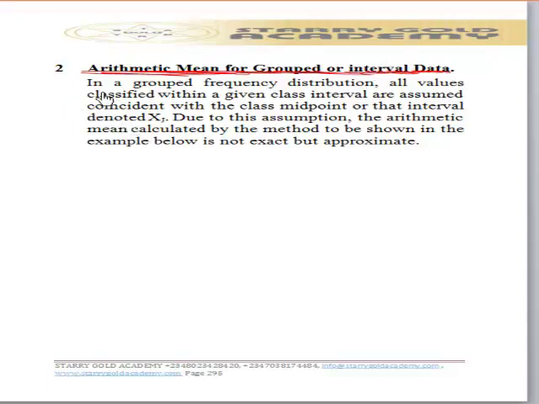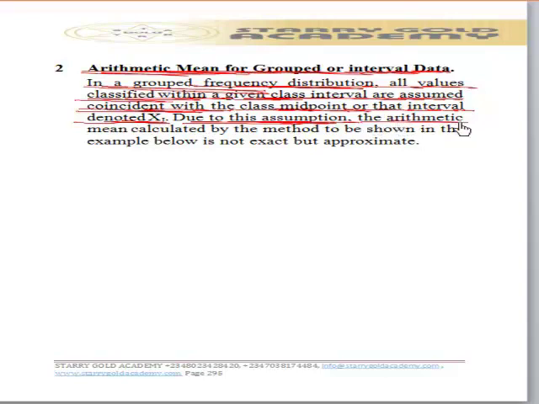In a grouped frequency distribution, it is very important to note that all values are classified within a given class interval, and they are all assumed to be coincident with the class midpoint, that is denoted by x. Due to this assumption, the arithmetic mean can be calculated by the method to be shown in the example below, and it is not exact but approximate.